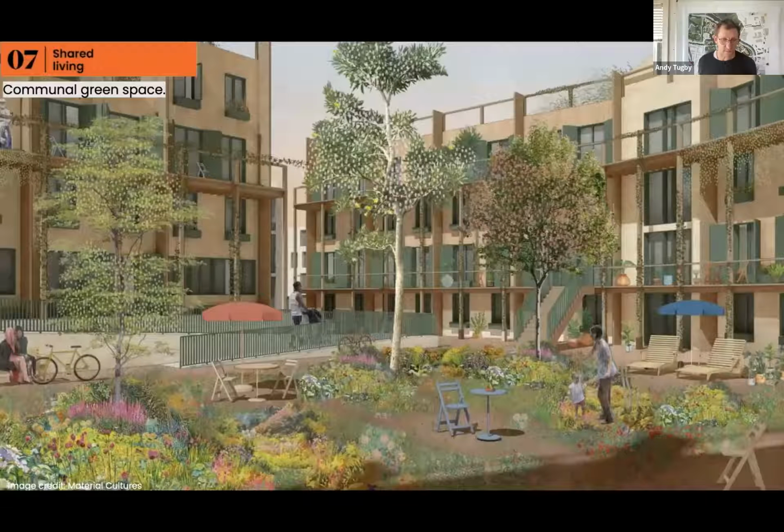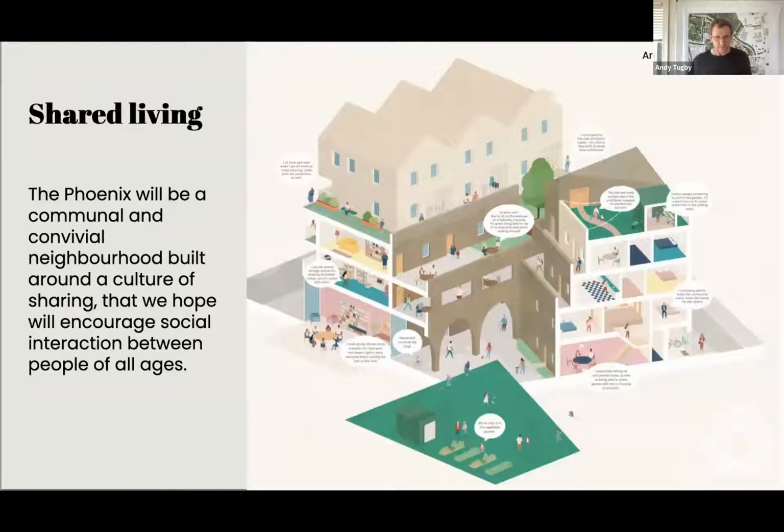Another of our blueprint principles is shared living. The Phoenix will be a communal and convivial neighbourhood built around a culture of sharing. We hope to encourage social interaction between people of all ages. In practice, this works in many ways through the sharing of physical space and amenities such as gardens, rooftop allotments, electric vehicles and facilities, laundrettes, co-working hubs, and beautiful public spaces.